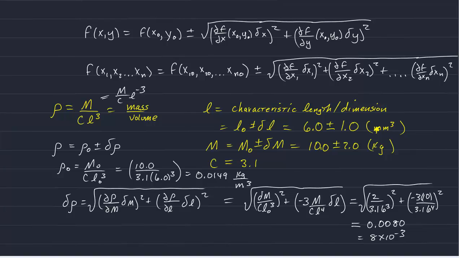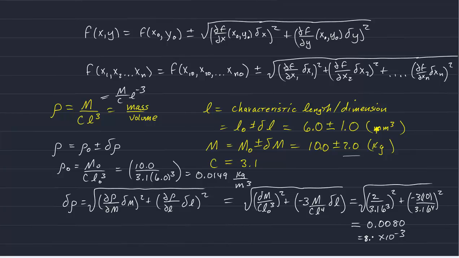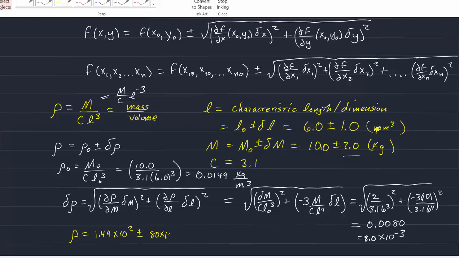Okay, and I guess my uncertainty involves 2 significant figures, so I better write that as 8.0 to make that 2 significant figures. 8.0 times 10 to the minus 3. So my final solution is rho is equal to 1.49 times 10 to the minus 2 plus and minus 80 times 10 to the minus 2. Sorry, that's not right. 0.80 times 10 to the minus 2.